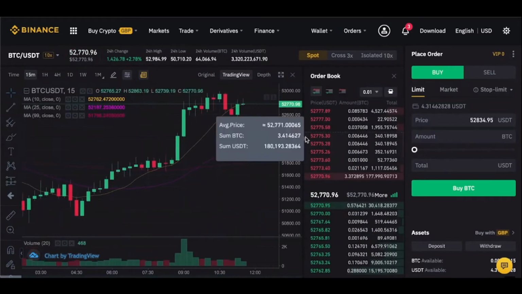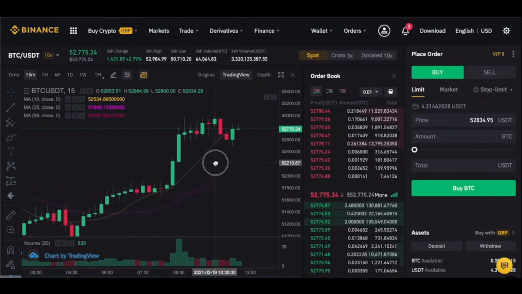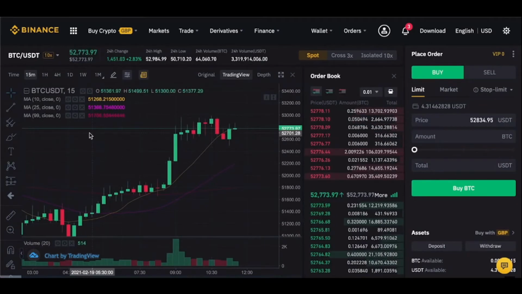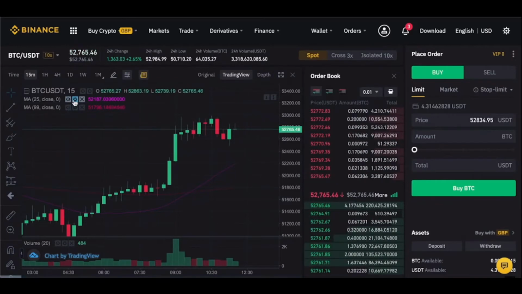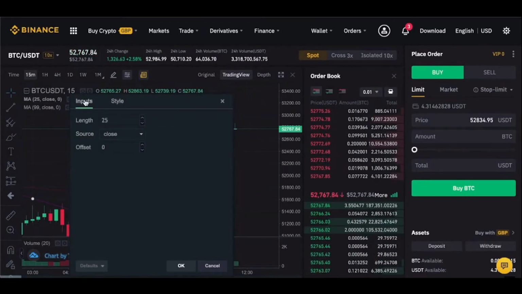Now what I'm going to do is actually use some different technical analysis on the chart. Firstly, I'm going to get rid of this 10-day moving average. I don't need this, so we can just click X on there. Now we have two moving averages. Here we have a 25 and a 90-day moving average. I'm just going to change these around a little bit, so I'm going to click on Format right here, and I'm going to change the inputs.